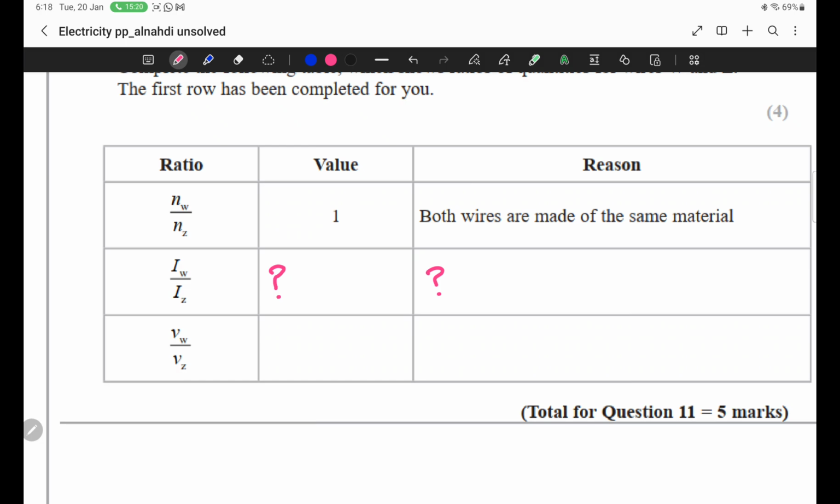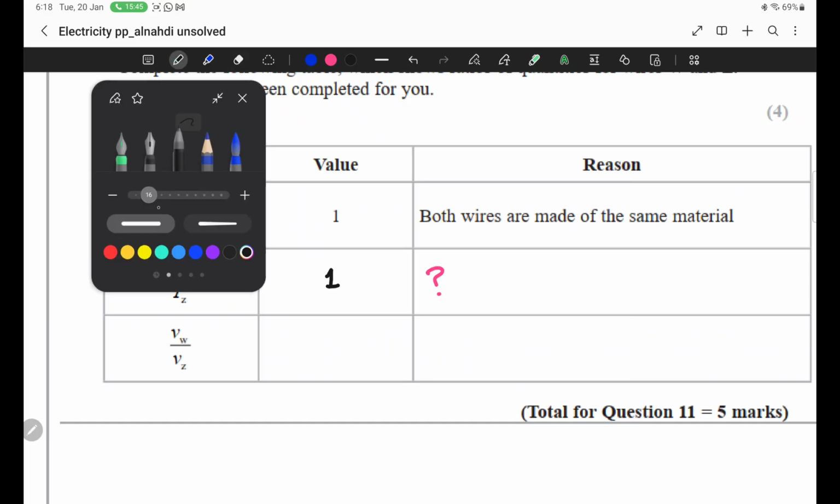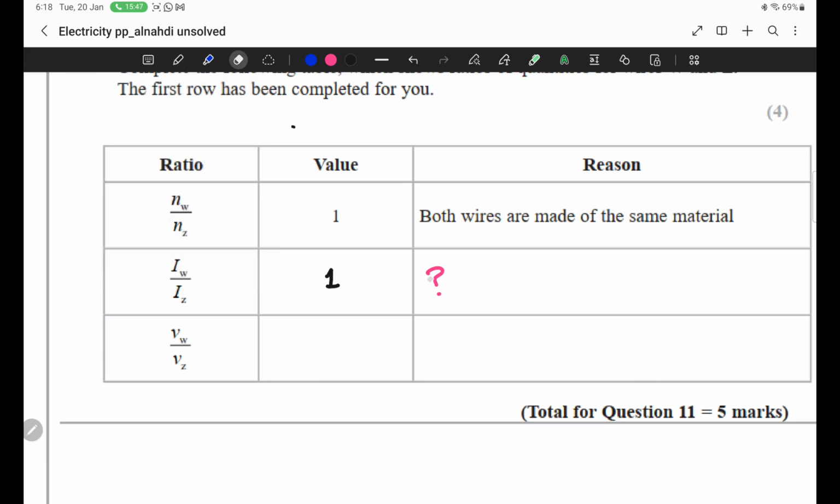Sir, in series, there is one path to the flow of current, and if there is only one path to the flow of current, then the current in the both wires will be same. And if the current will be same in the both wires, then obviously their ratio will be 1. But in series, the value of current remains same everywhere. And if the value of current remains same everywhere, then obviously the ratio will be equal to 1.